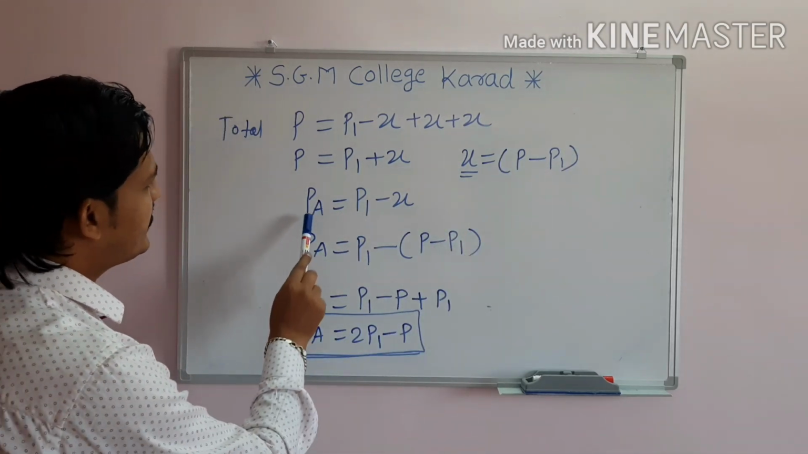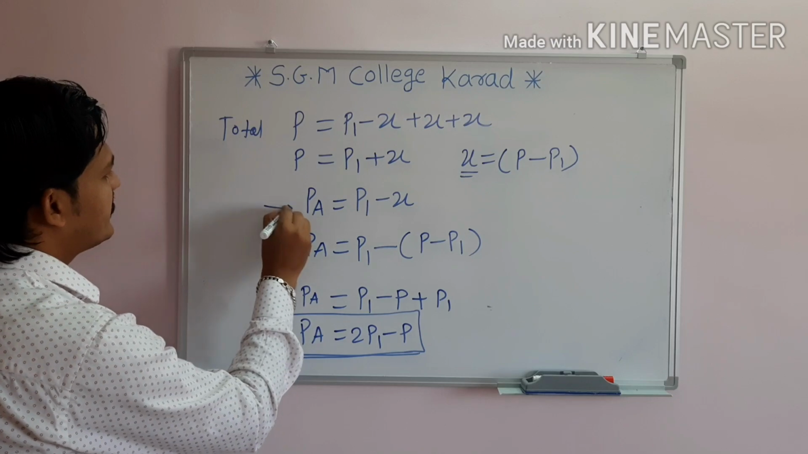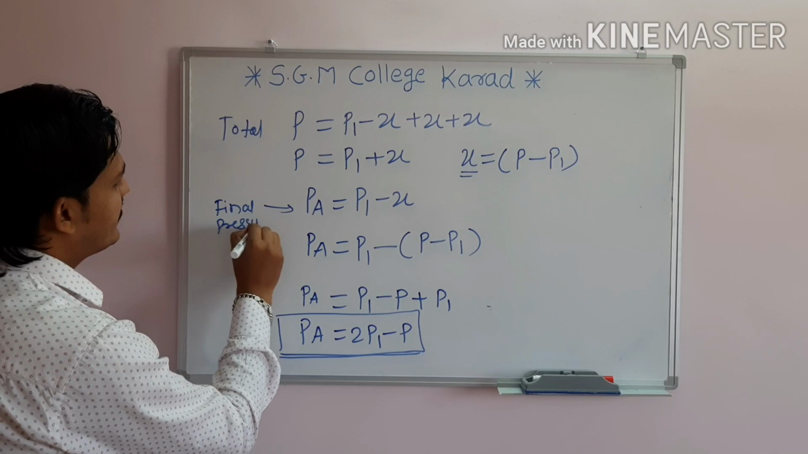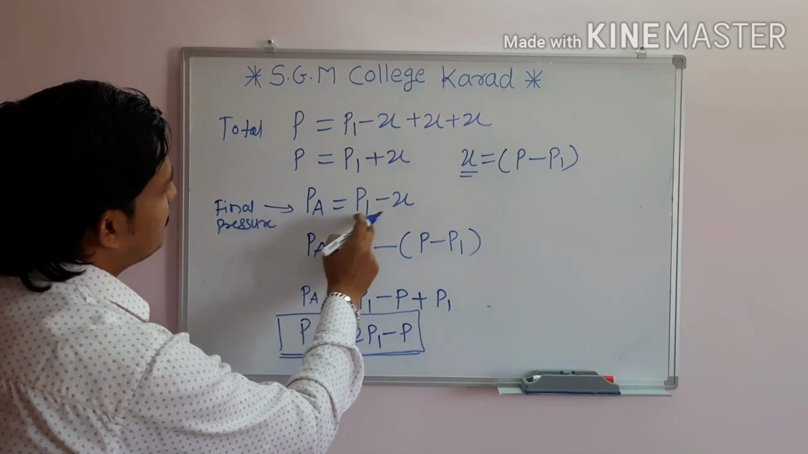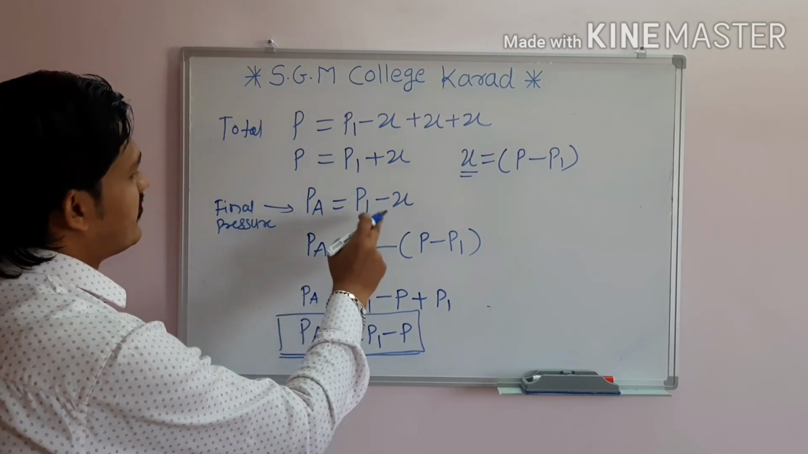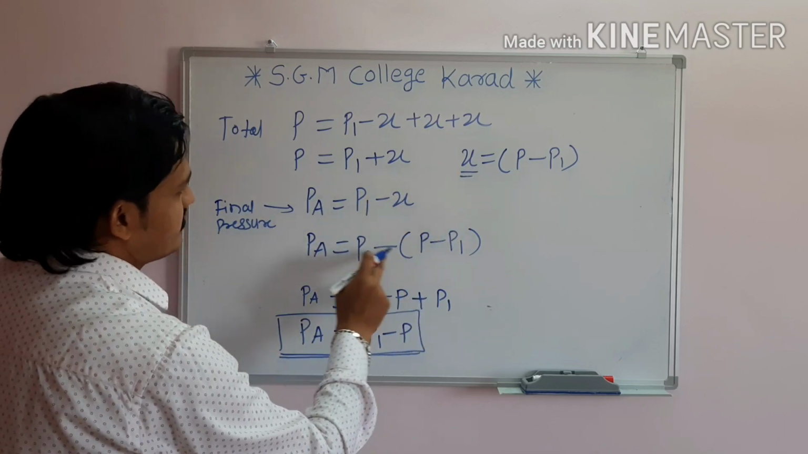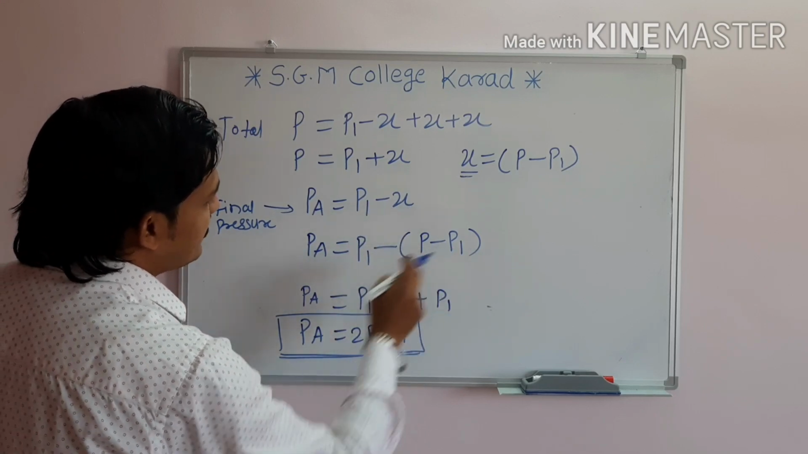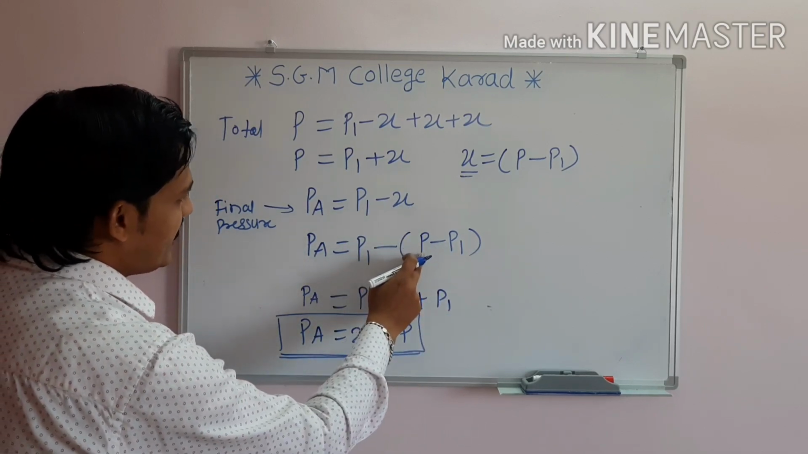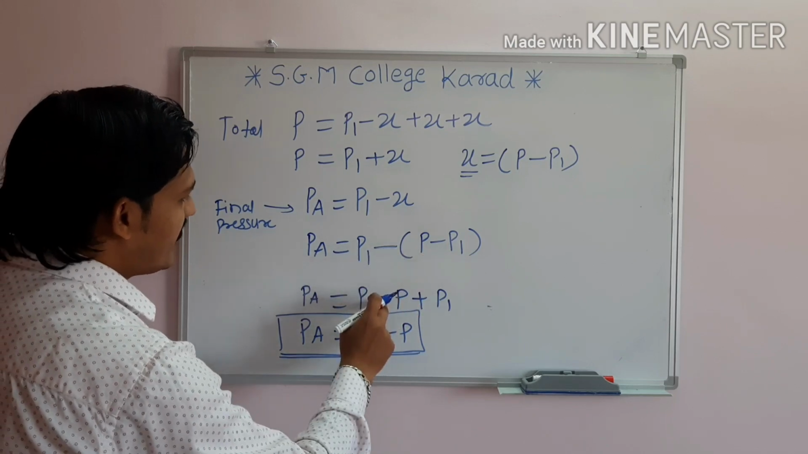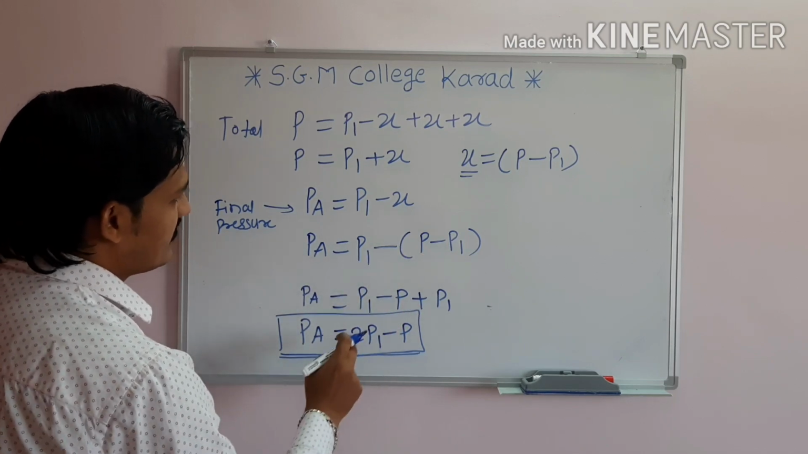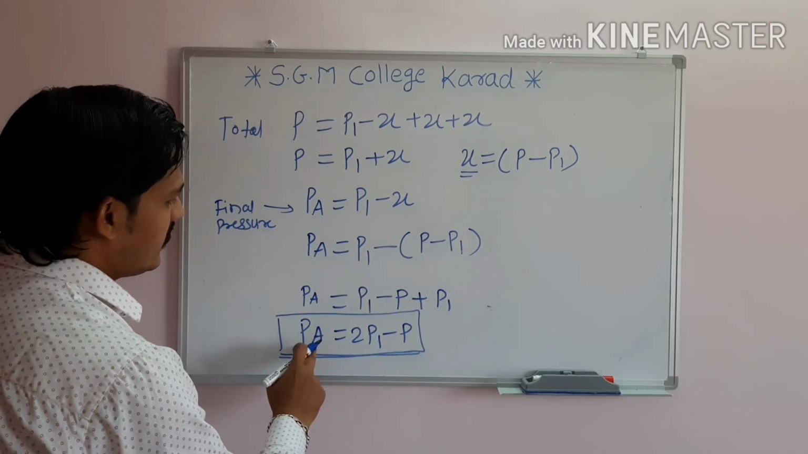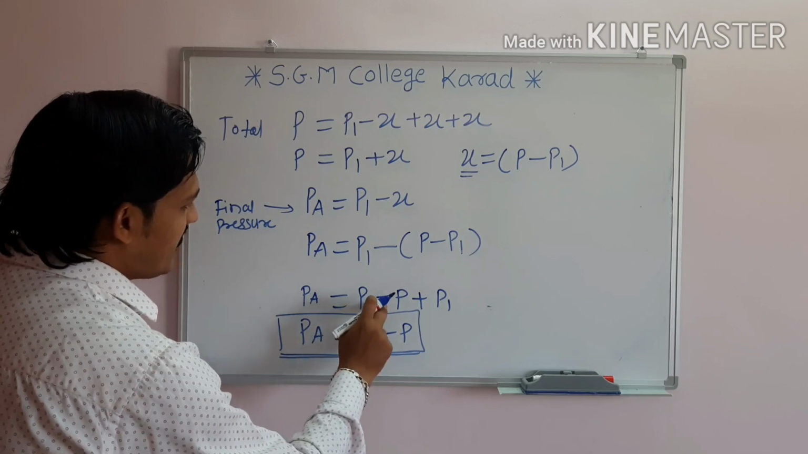So this is the equation for final pressure. PA is equal to P1 minus x. I am putting the value of x in here. So P1 as it is, minus sign as it is, the value of x is equal to P minus P1. So P1 into P, that is P1, minus sign remains as it is, P1 minus P. Then minus plus P1 into P1, that is P1. So the value of PA is equal to P1 plus P1, twice of P1 minus P.